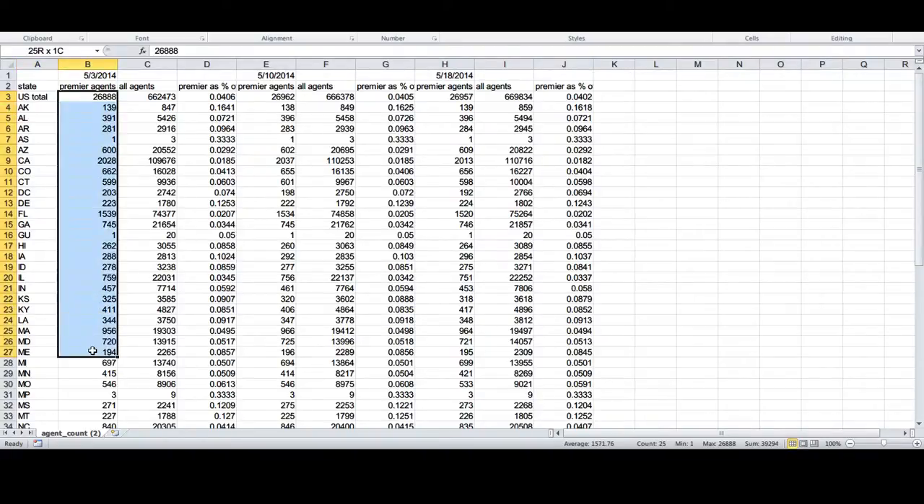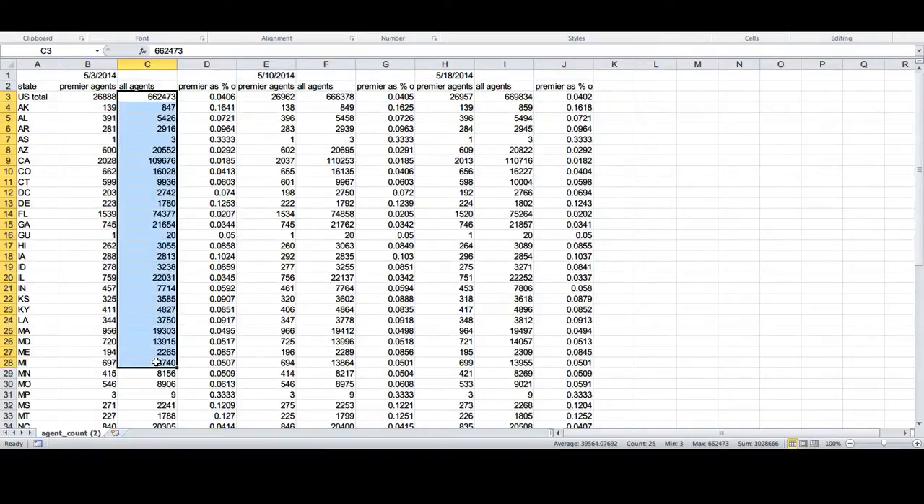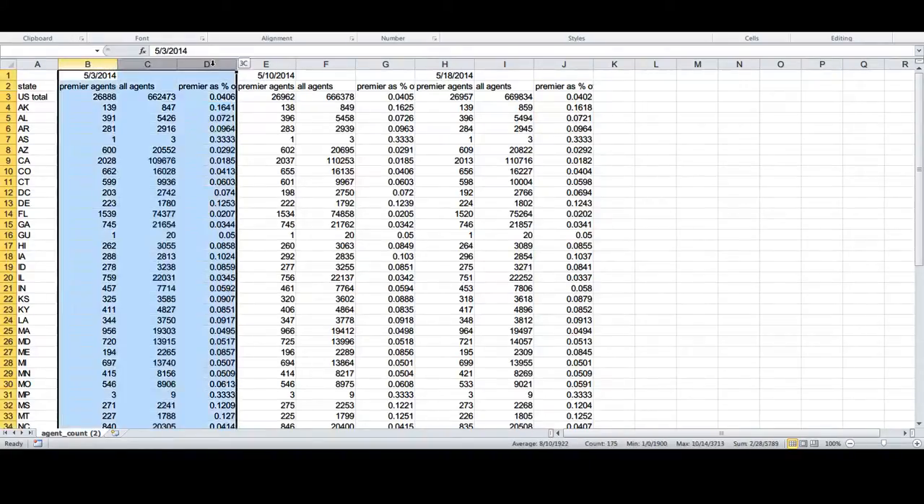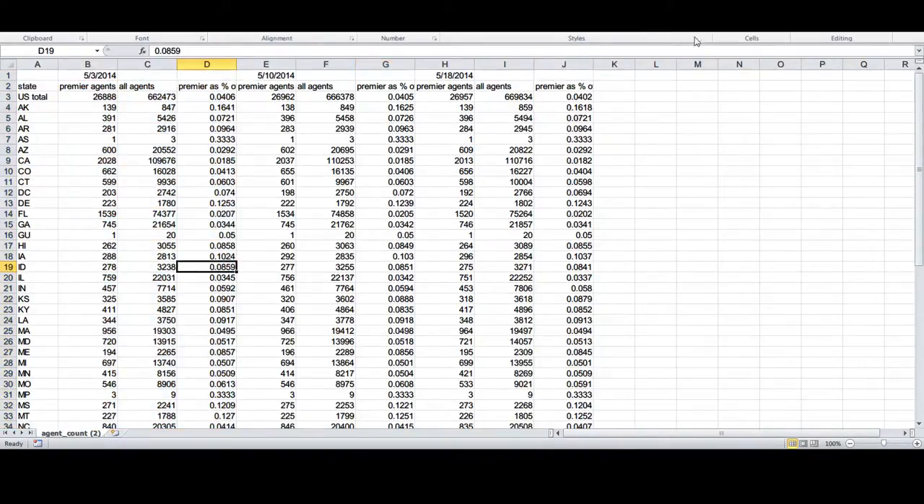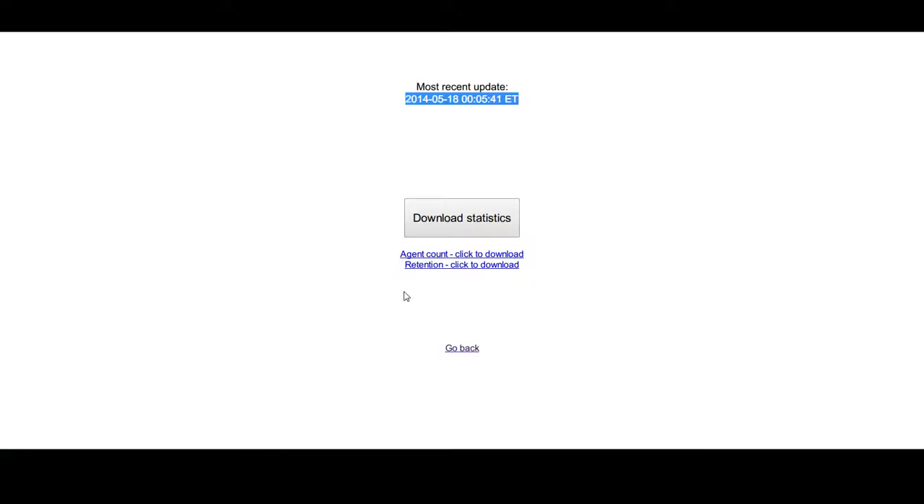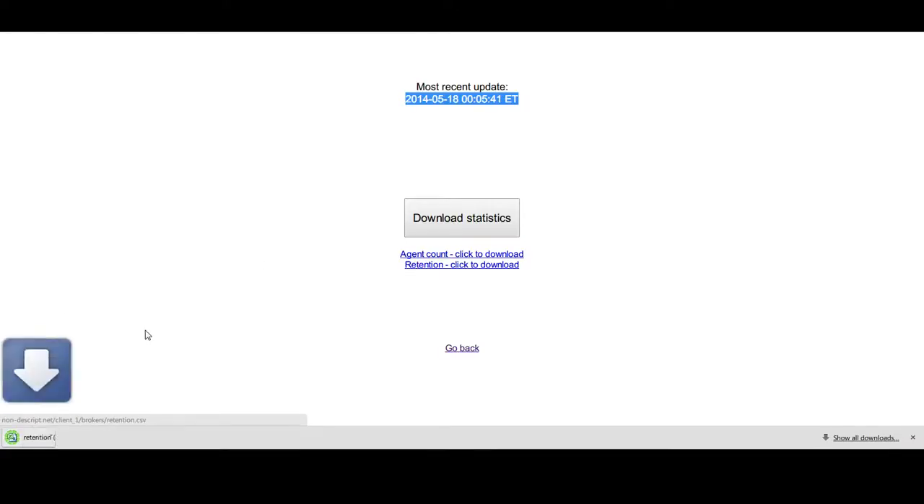So we got Premier agents, which is Zillow's name for paid ones, then all agents, which is Premier plus free ones, and then Premier as a percentage of total. And we got those three columns for each week that the scanning took place. And so far we only have 3 weeks' worth of data. So that's agent count. And the second file you can look at is retention.